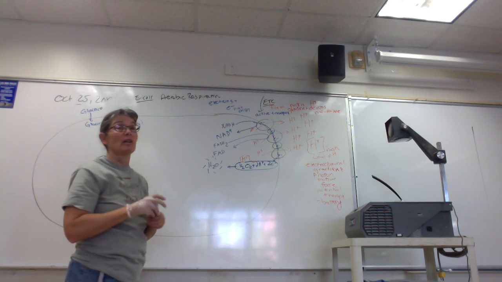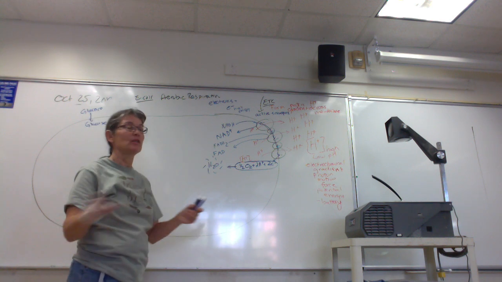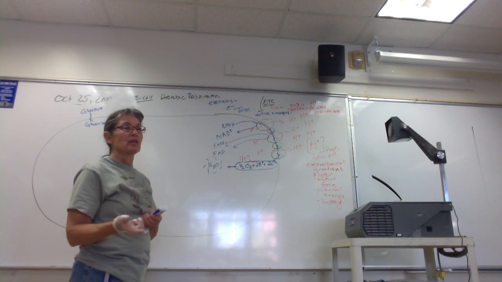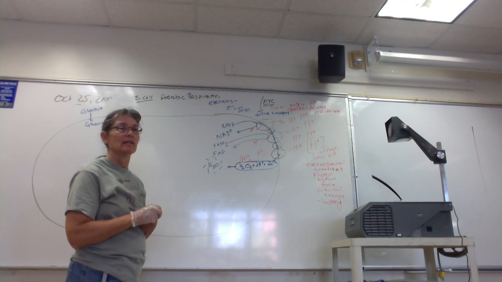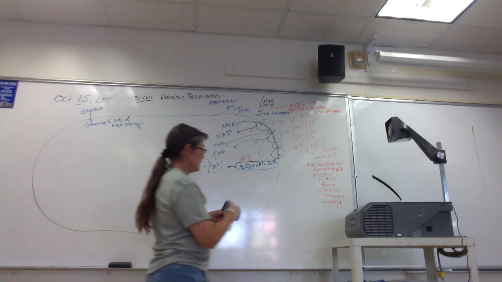Okay, that was a lot, right? If you understand that, you've got it. You've got respiration under your belt, right? But we still have to finish up with, why is the cell doing this? The goal is to make ATP, right? So how are we going to make the ATP?